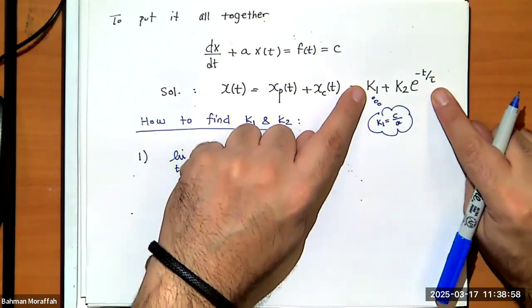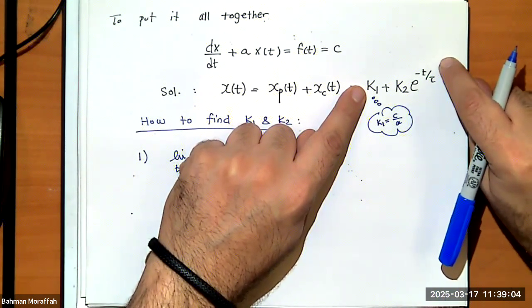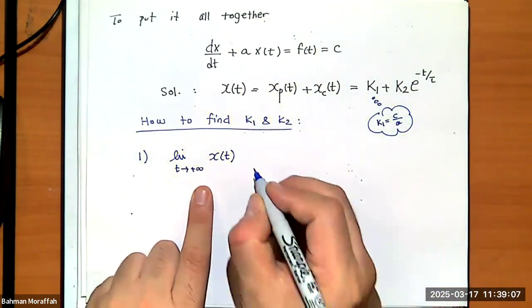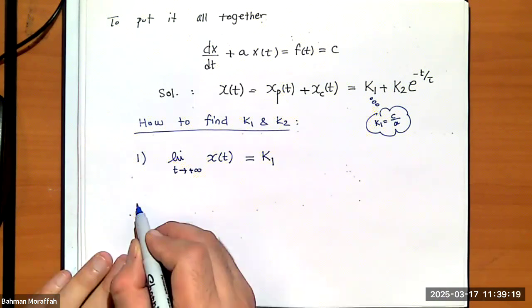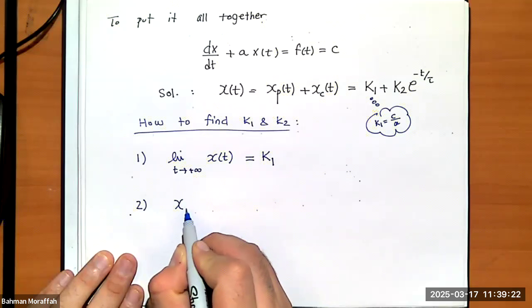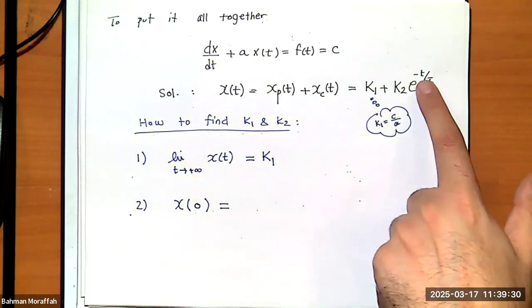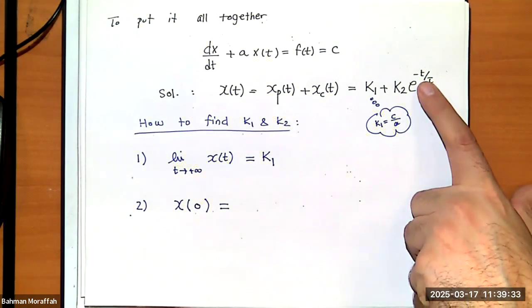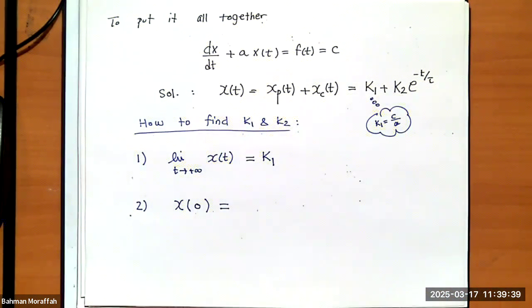Remember, this is x of t, right? If t approaches infinity, this term goes to 0. Therefore, this limit is nothing but k1, which we already know is c over a. How about if I look at x at time 0? What is that? If I put t equals 0, what is e to the power of 0? That's 1. So I have k1 plus k2 equals x at time 0.